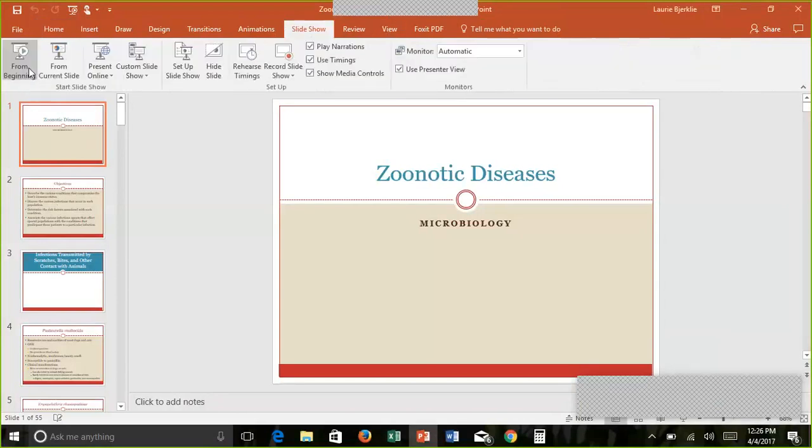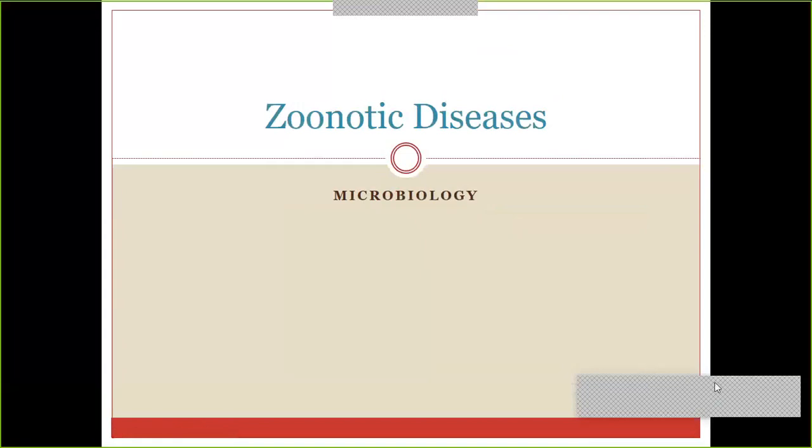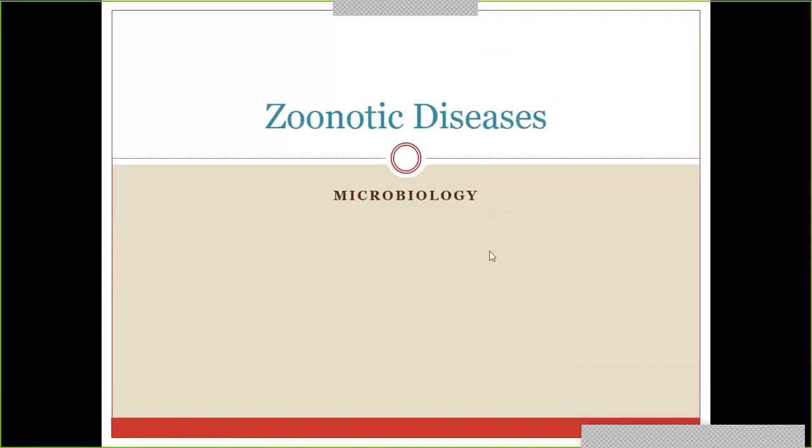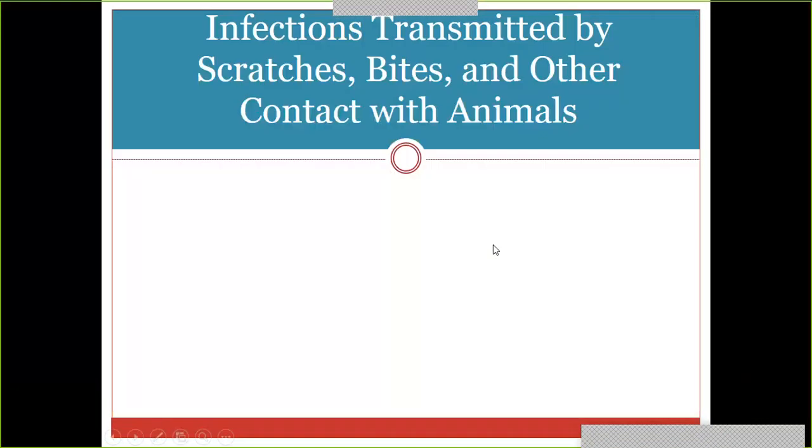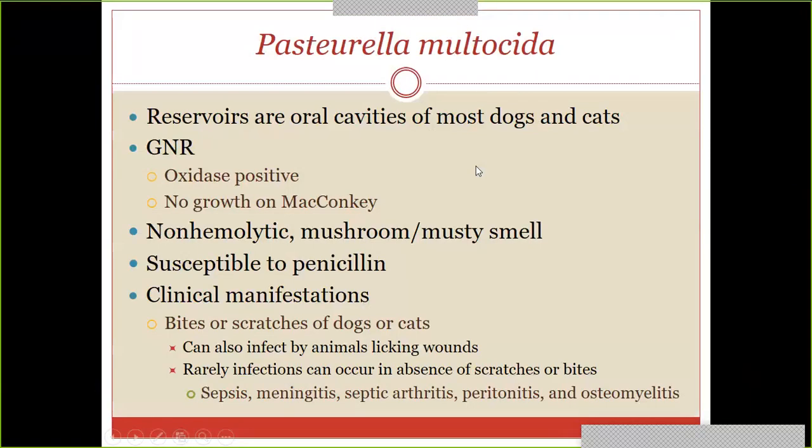So I'm just going to switch this to slideshow mode. There we go. All right, so first we're going to start with those infections that are transmitted by scratches, bites, or other contact with animals. So Pasteurella multocida.